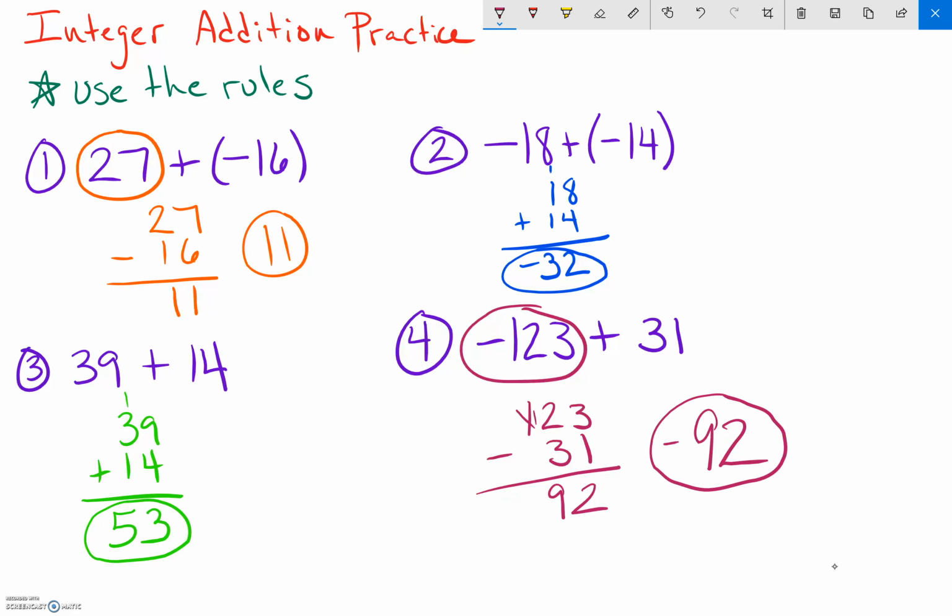You could do all this movement on number lines, but you really want to use the rules when the numbers start to get as big as they are on number 4, because you just simply don't want to make all those movements on a number line. It's too much work.